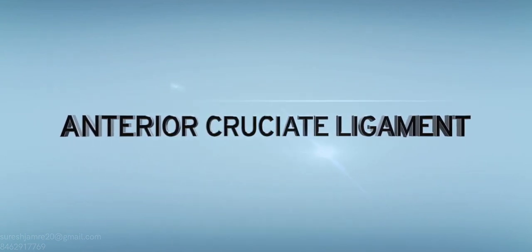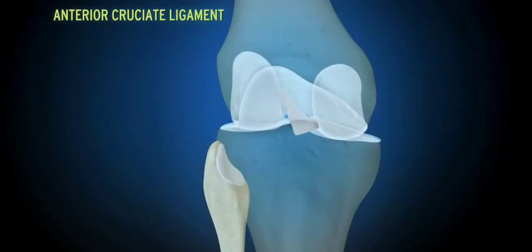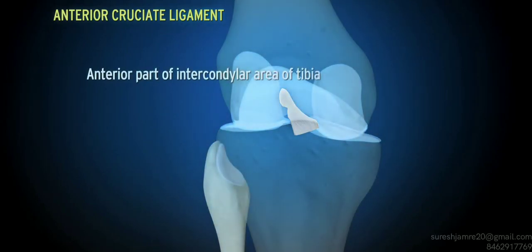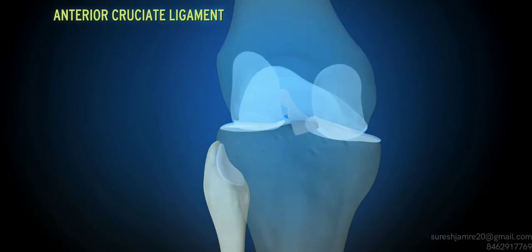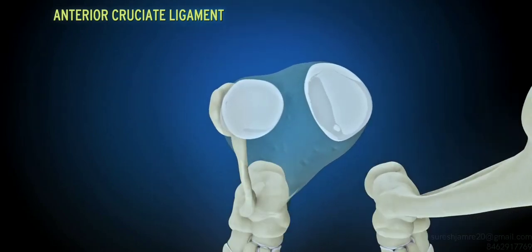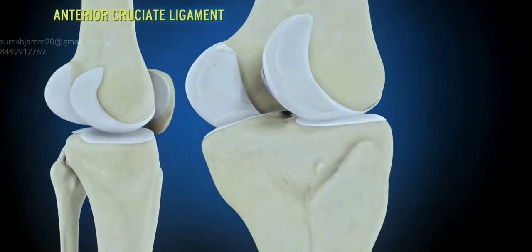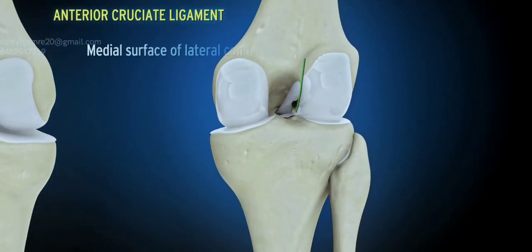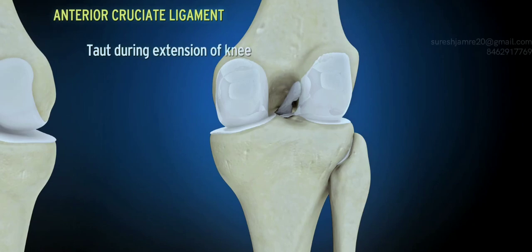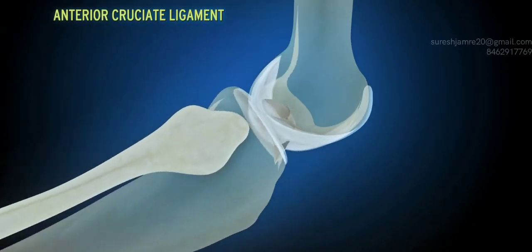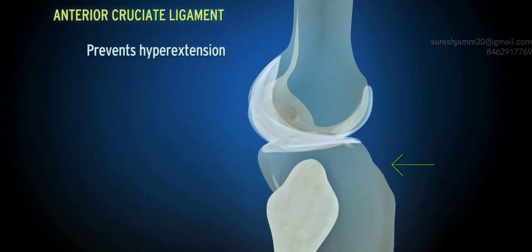Anterior cruciate ligament. It begins from anterior part of intercondylar area of tibia, passes upwards, backwards and laterally, and is attached to the posterior part of medial surface of lateral condyle of femur. It becomes stout during extension of knee. It prevents hyperextension.